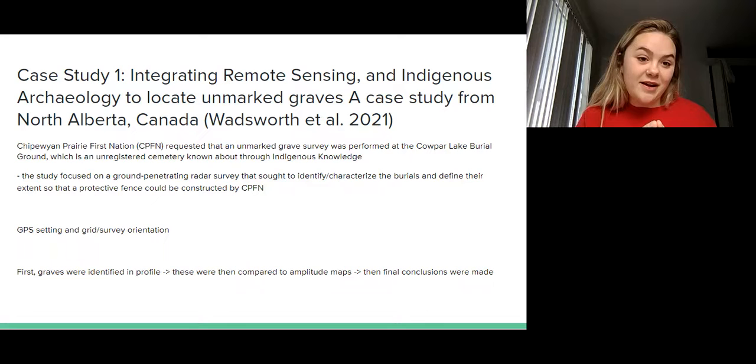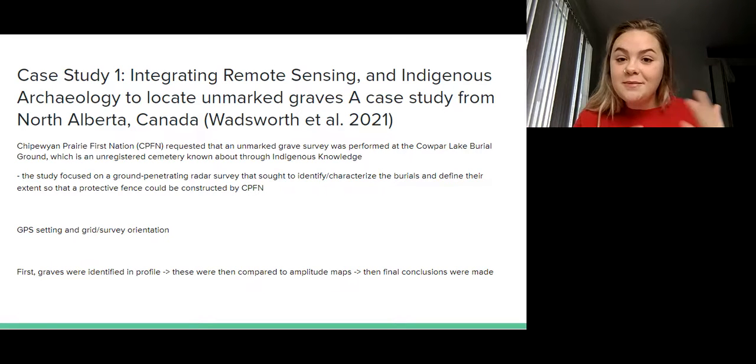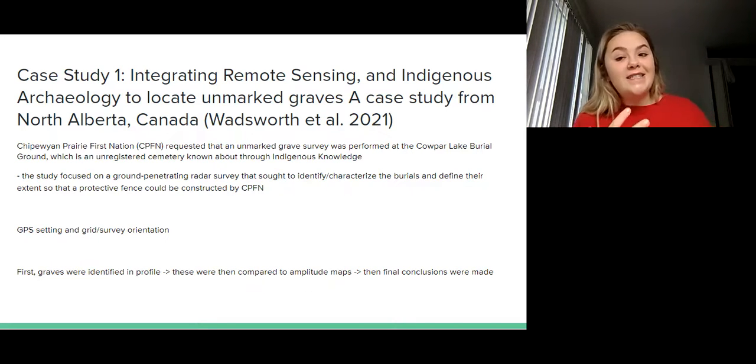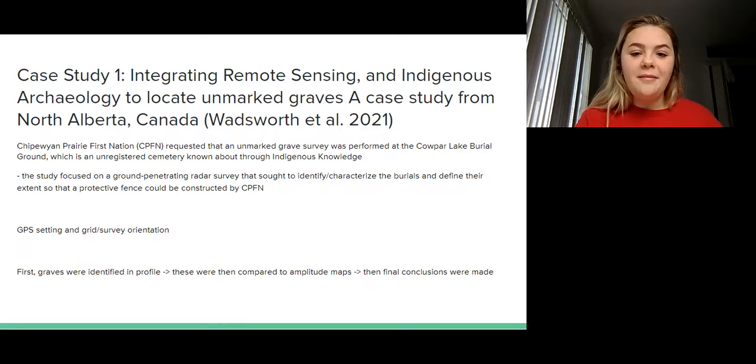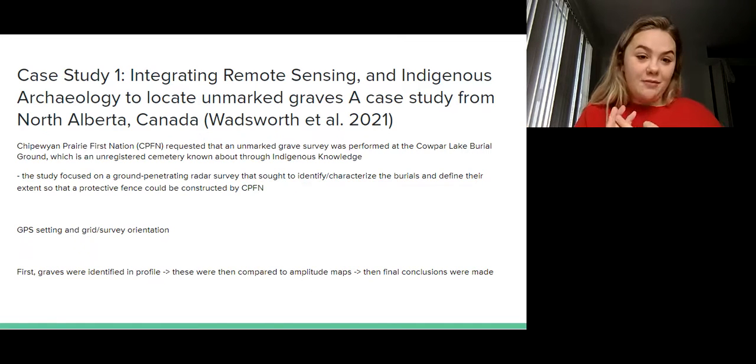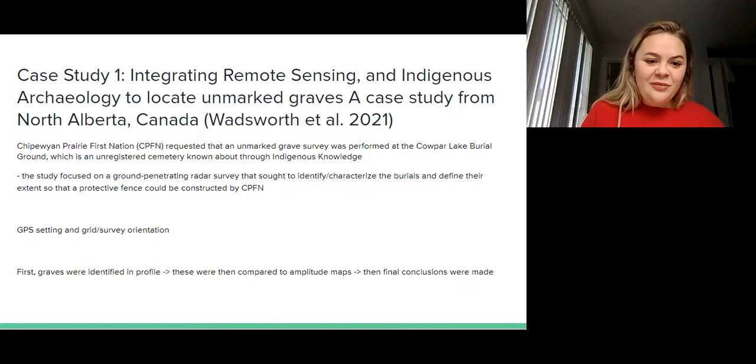So we're still seeing that ground penetrating radar processing doing its part. From there, they used the Golden Software Surfer 19 to construct amplitude maps. And in conclusion, their methodology was based off first finding the graves that were identified in the profile, then those were compared to amplitude maps, and then final conclusions were made.